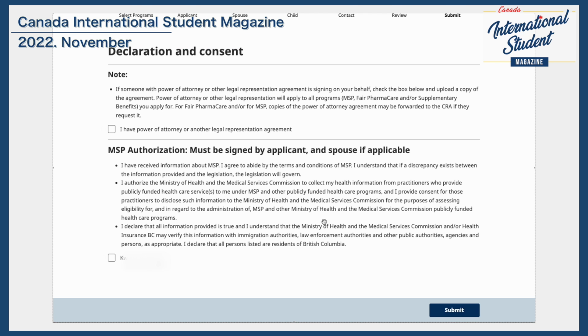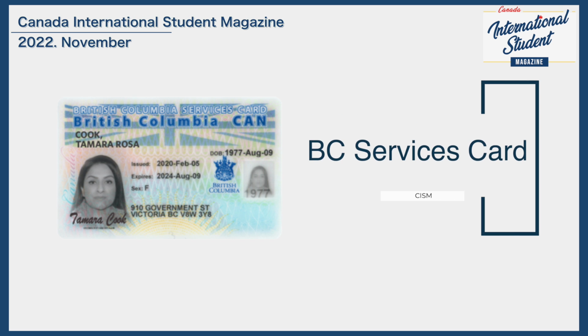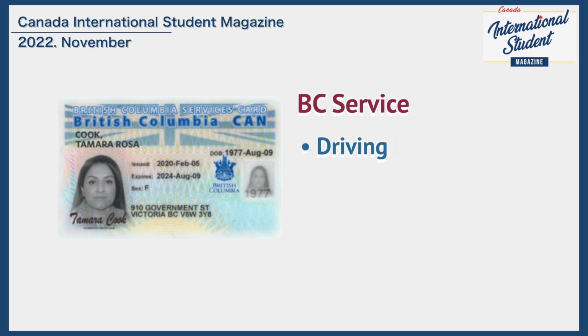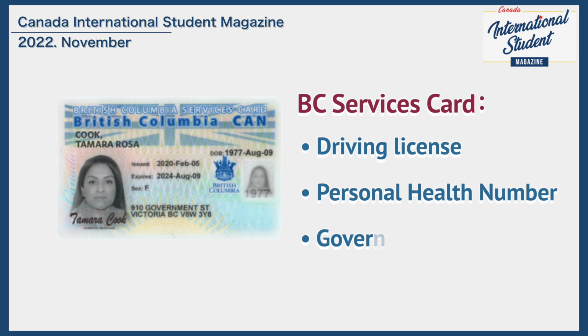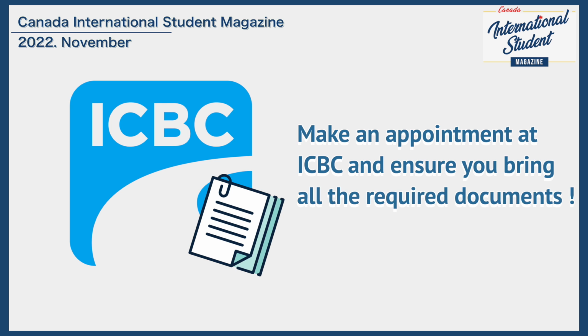After applying for MSP, you can also make an appointment to apply for the BC ServiceCard. This card can be combined with your driver's license and personal health number. It is also one of the ID authentications. Students can bring all the documents to ICBC to make an appointment to apply.